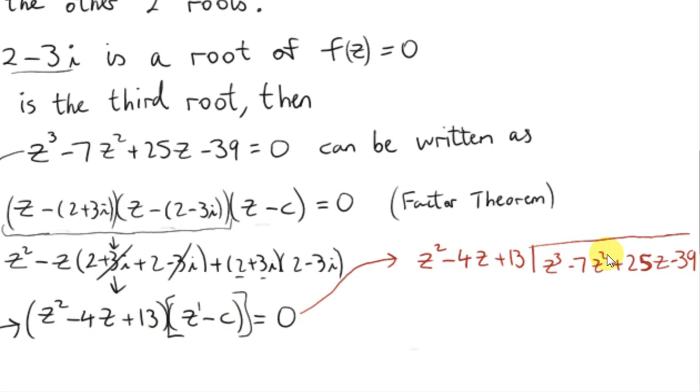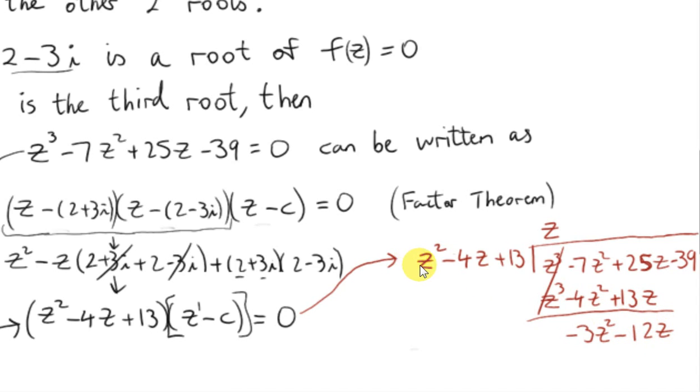So let's do that. I've covered this in the long division section in algebra. We take z squared, divide into z cubed to get z. So that's the division step. The next step is to multiply. z by z squared gives back the z cubed. z by minus 4z is minus 4z squared. z by plus 13 is plus 13z. And the next step is to subtract. These always cancel. Minus 7 minus minus 4 is minus 3z squared. 25 minus 13 is minus 12z.